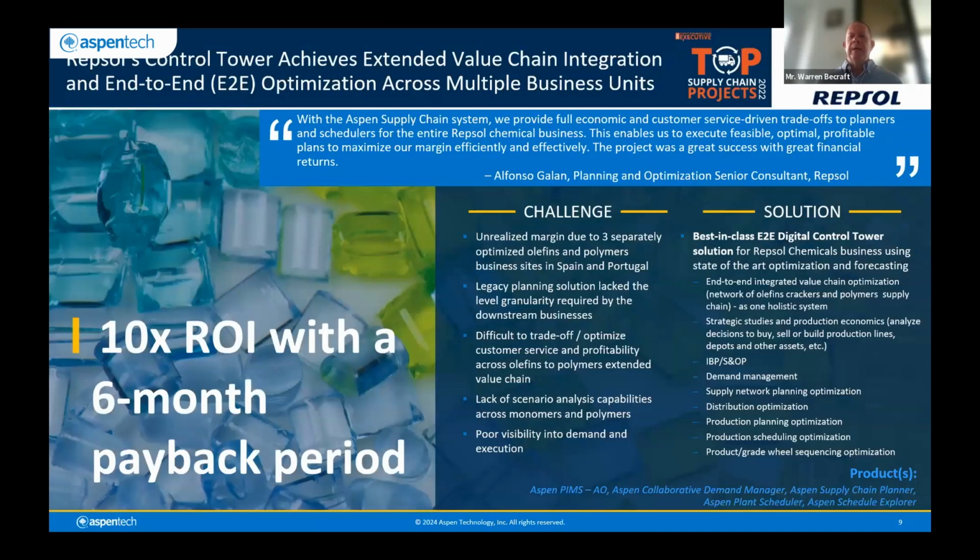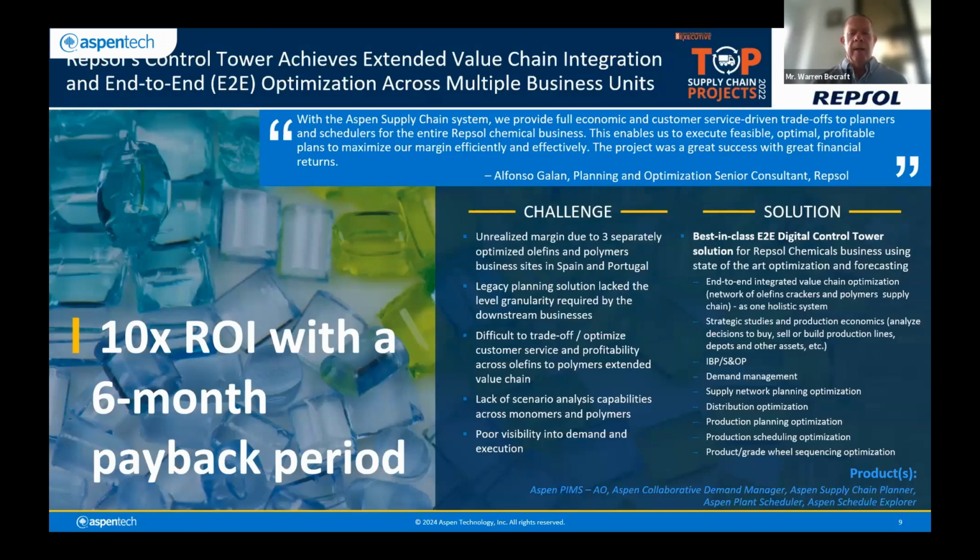And just a little bit of detail that we'll provide on the project that won the top supply chain award. This was Repsol, which is an olefins polymers manufacturer in Spain and Portugal across 3 different sites and businesses. Of course, they had a very siloed approach to supply chain planning and scheduling optimization. It was very difficult for them to see the trade-offs between changes in one part of the organization and how that would impact the overall profitability of the company.